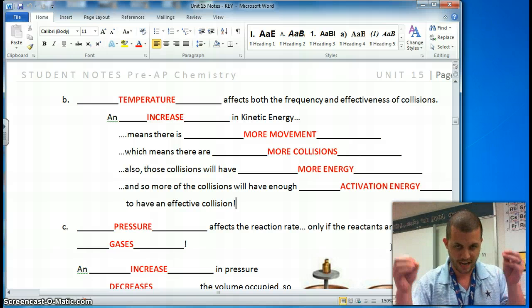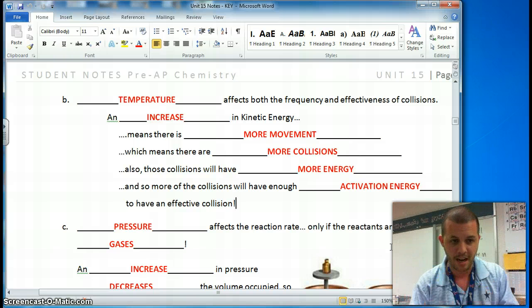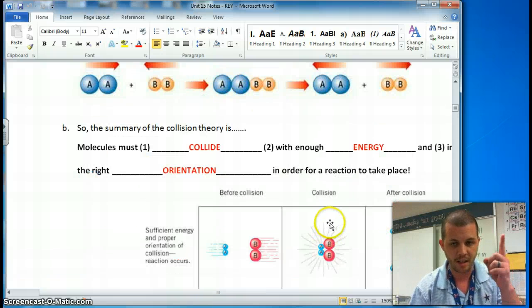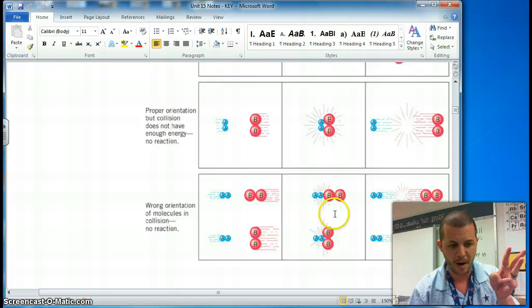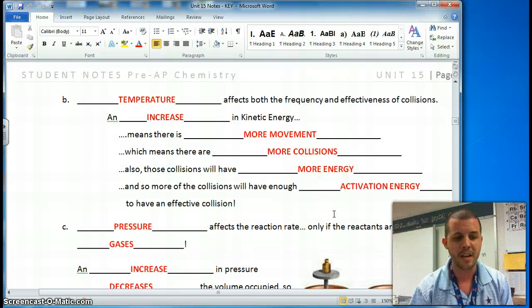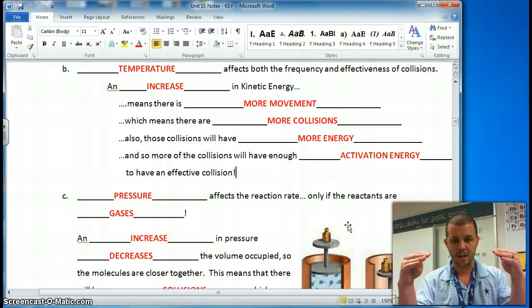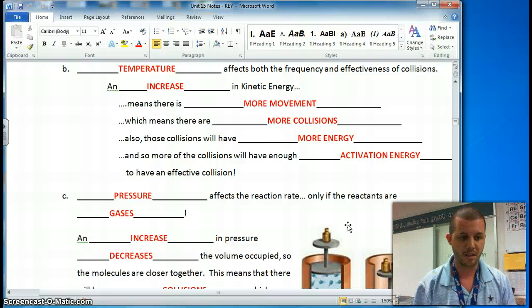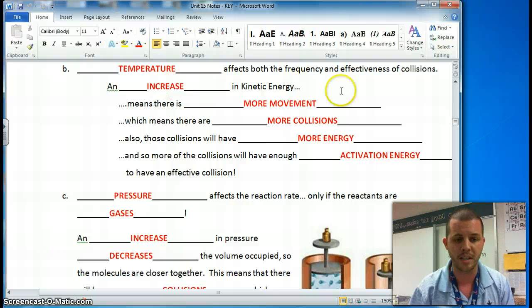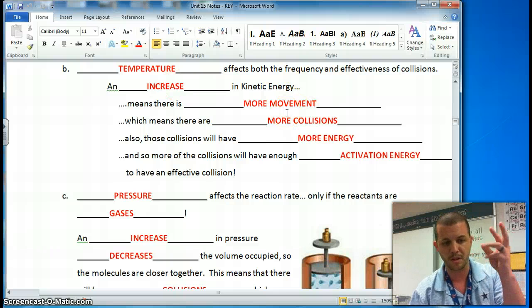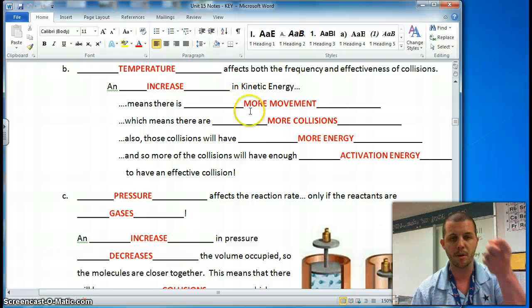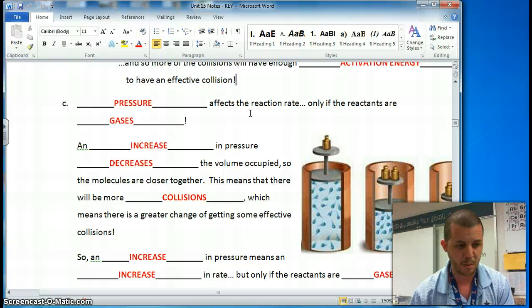When the particles move faster, when they do collide, remember way back here, it said in order for a reaction to occur, they have to collide with enough energy and in the right orientation. If they're going faster, then the likelihood of them colliding with enough energy increases. So that means that when you increase the kinetic energy, there's more movement, more collisions, more energy, and thus a greater chance of reaching the activation energy. Boom, temperature. Next, we have pressure.